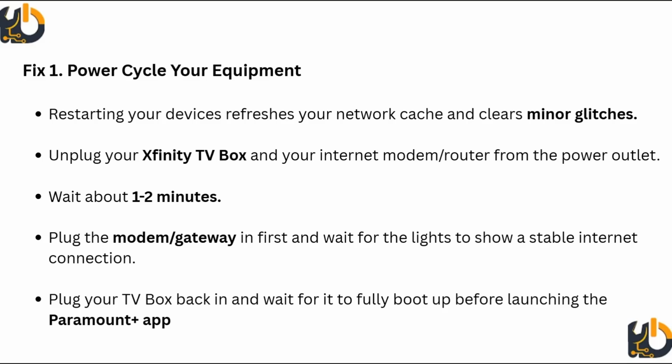Fix 1. Power cycle your equipment. Unplug your Xfinity TV box and your internet modem/router from the power outlet. Then wait for about 1 to 2 minutes. Plug the modem/gateway in first and wait for the lights to show a stable internet connection. Now plug your TV box back in and wait for it to fully boot up before launching the Paramount Plus app.